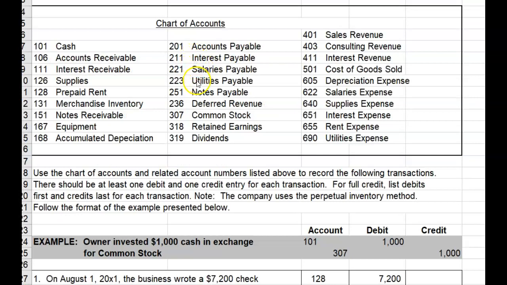Well, in this transaction, the company completed $4,500 worth of consulting revenue. So we're going to credit consulting revenue account 403 for $4,500. They received some of that money up front in cash. So we're going to debit account 101 cash for $2,000. And the difference, $2,500, will be received from the customer at a later date. So we're going to debit account 106, accounts receivable.